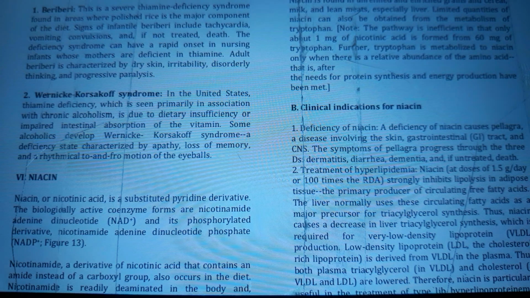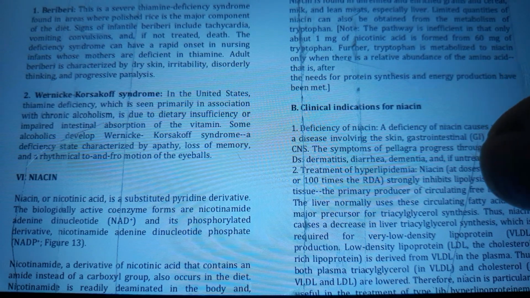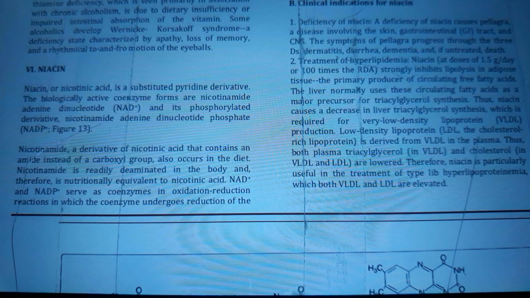Limited quantities of niacin can also be obtained from the metabolism of tryptophan. Note that the pathway is inefficient in that only about 1 milligram of nicotinic acid is formed upon 60 milligrams of tryptophan. Further, tryptophan is metabolized to niacin only when there is a relative abundance of the amino acid, that is, after the needs for protein synthesis and energy production have been met.